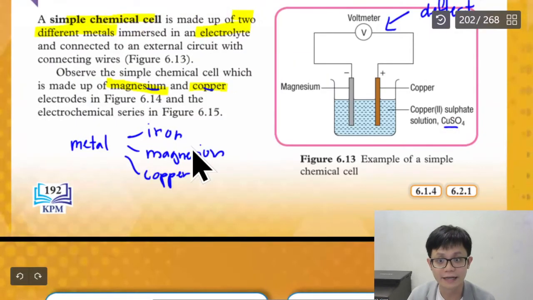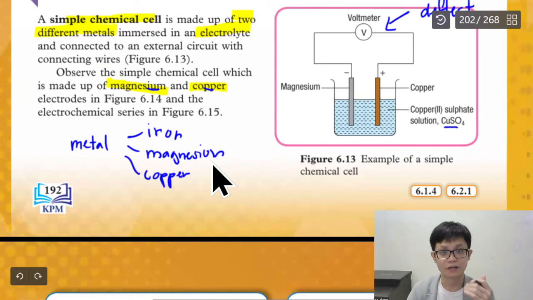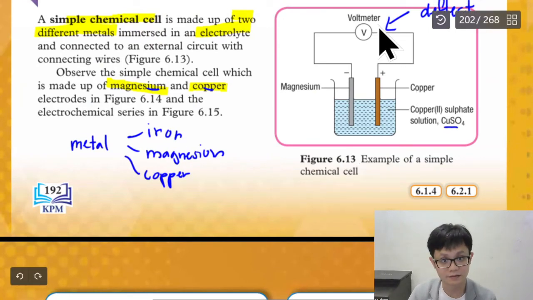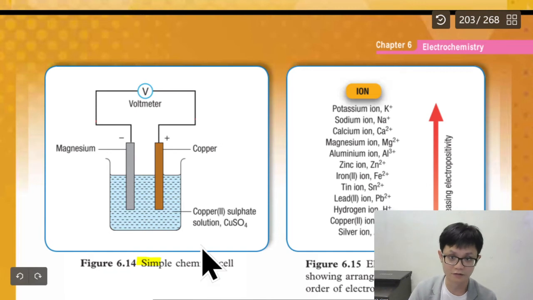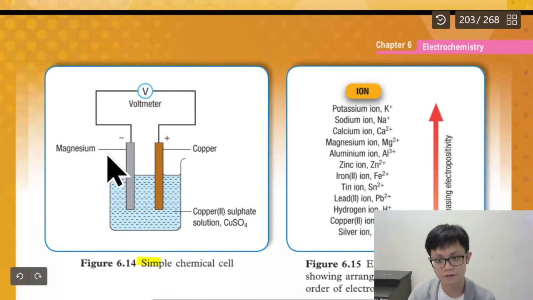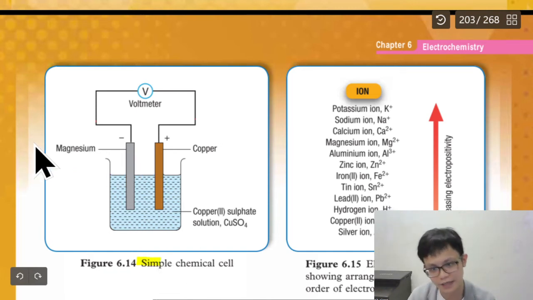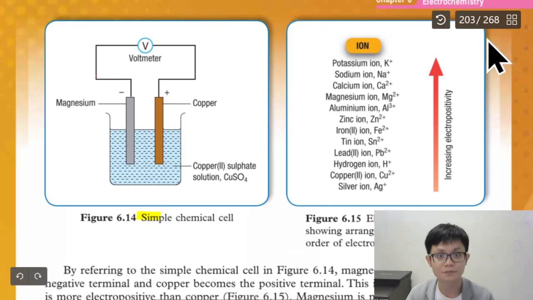Okay, so we know that in order to make electricity, we need two different metals. This is the example. Let's look at this simple chemical cell. Simple means you can do it by yourself. You can just go to Lazada or Shopee, buy the materials, and do it yourself.